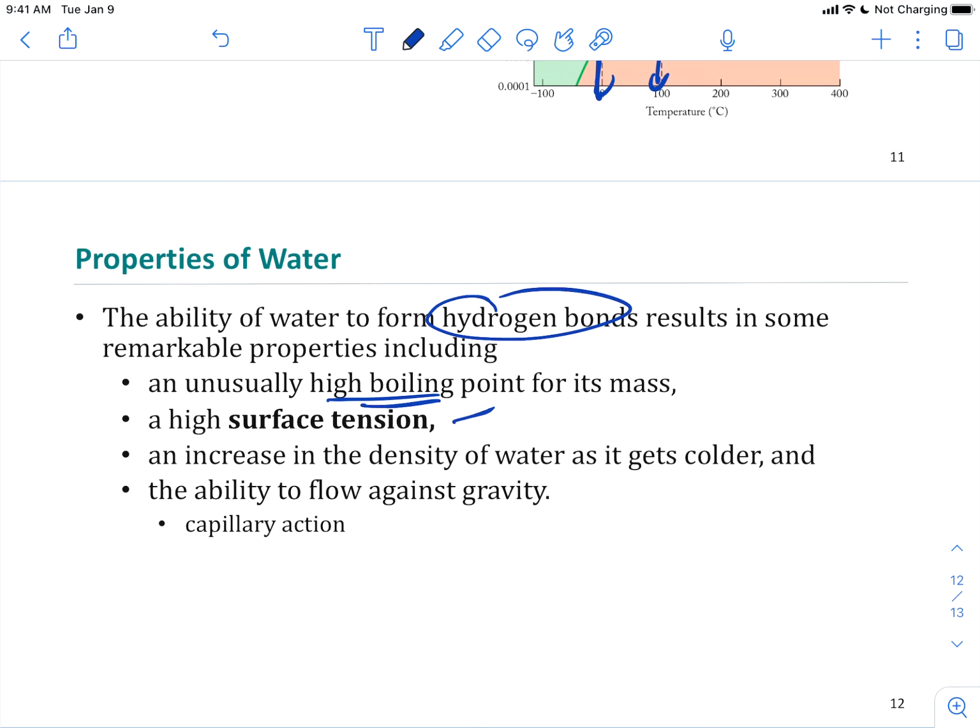Another unique thing you see is the increasing density of water as it gets colder. Also, the solid being less dense than the liquid is unusual. Most substances, if you freeze them and drop them in their own liquid, will sink. Water, we know, floats. Also, it has the ability to flow against gravity. This is due to capillary action. So here are some unique properties of water you can read about at the end of your chapter. We'll talk about them briefly in class. With that, I'm concluding your first video on Chapter 6.